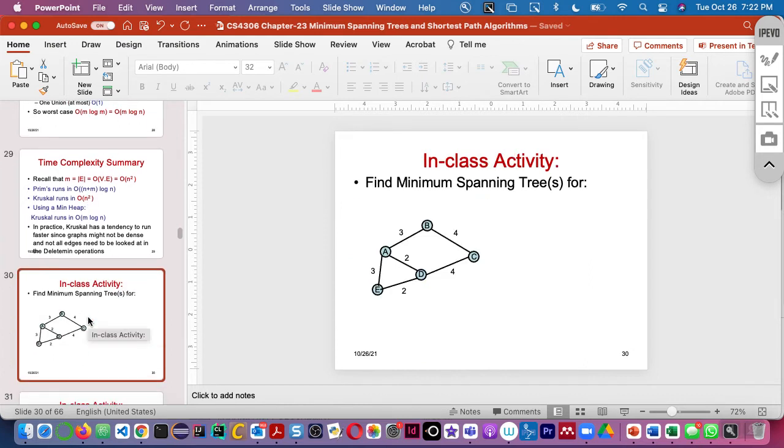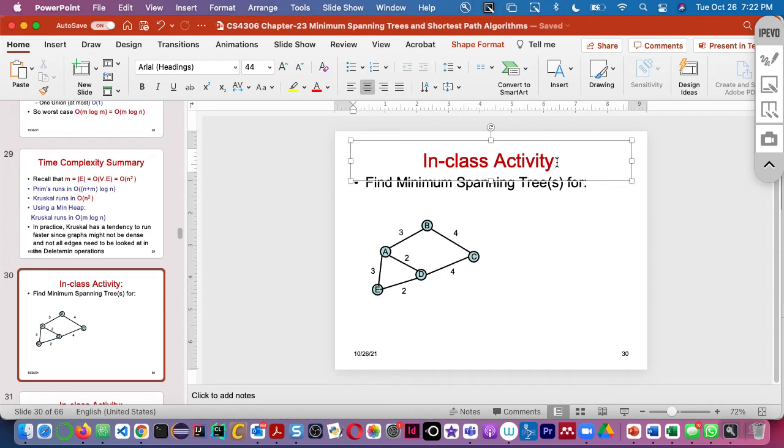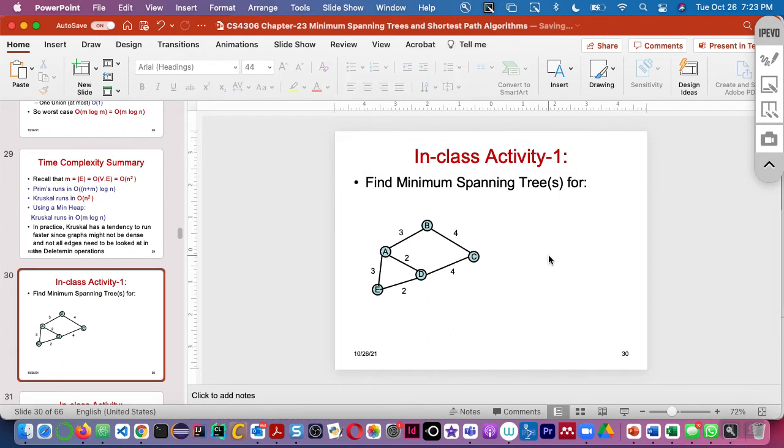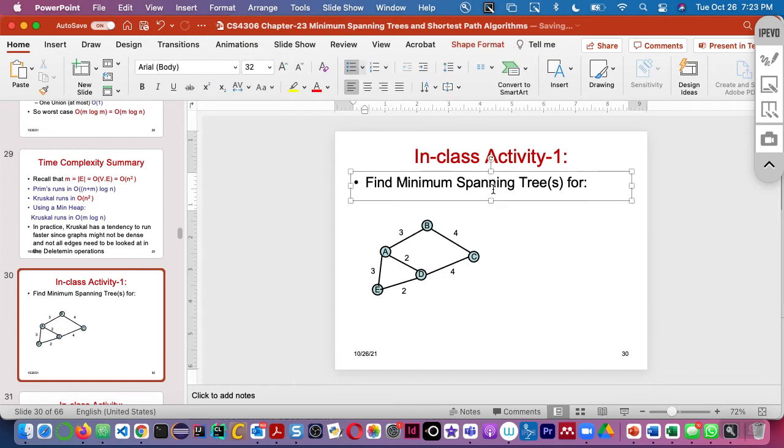So now let us do some activities. First one, find the minimum spanning tree for this one. Draw the minimum spanning tree for this one. It can have one MST, or it can have more than one. Just draw it.